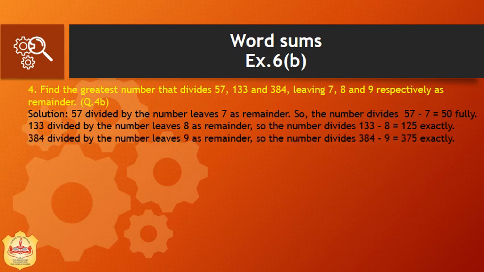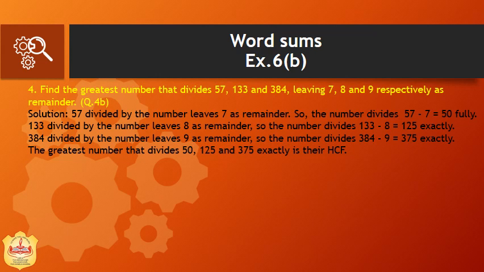So, let's come to the third step. The third number is 384. So, 384 divided by the number leaves 9 as remainder. So, the number divides 384 minus 9, which is 375, exactly. So what does this line mean? I will explain to you that the greatest number which we are supposed to find out, when 384 is divided by that number, we get 9 as remainder. So when we subtract 9 from 384, we get 375, and 375 will be divided exactly by that biggest or the greatest number.